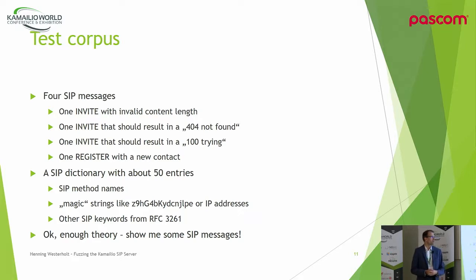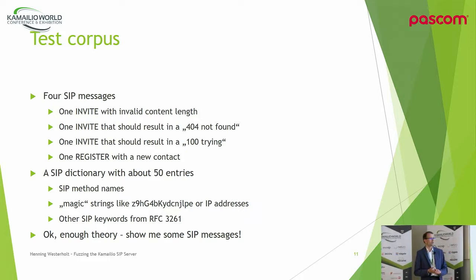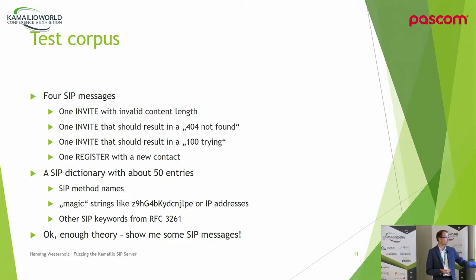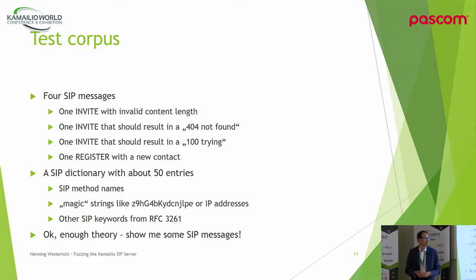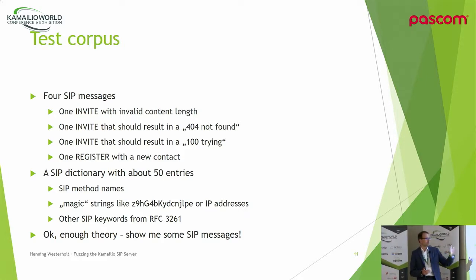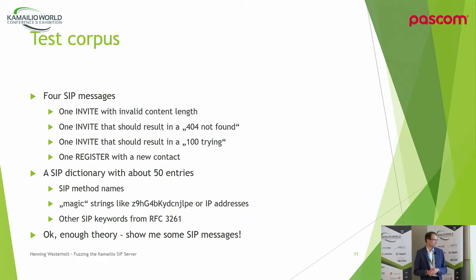And the second thing you need to give is a SIP dictionary. In this case, I created a dictionary with about 50 to maybe 60 entries. What I included here was the main SIP method names, of course, these magic strings like z9hG4bK for transaction matching, some IP addresses, and some other keywords basically from the RFC 3261 standard. Okay, so these were all the preparations.